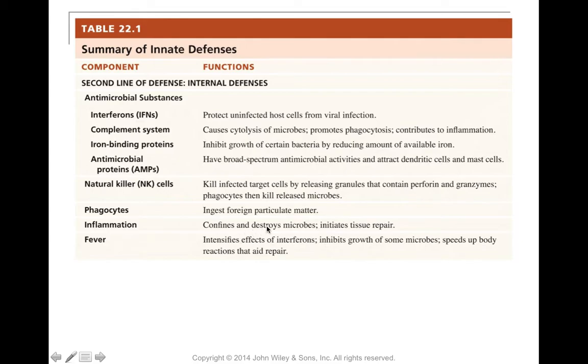And again, inflammation is going to provide that inflammatory response that's going to help to confine the microbes, destroy the microbes, and then eventually initiate tissue repair. This is a localized response, whereas fever is a global response. And it's going to help increase the overall temperature. This is going to help inhibit microbial growth, intensify the effects of those interferons that we talked about, which helps the uninfected cells remain uninfected, and speed up repair reactions within the body.